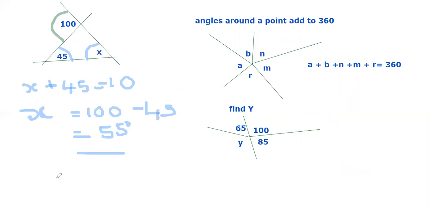Now we have another thing that we want to look at: angles around a point. What this theorem says is very simple: if you start from here and go around and come back, the angles add up to 360. He starts from A and goes round, and that is 360. So A plus B plus M plus N plus R is 360.